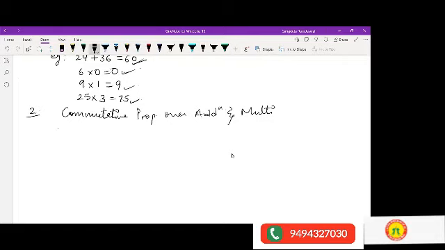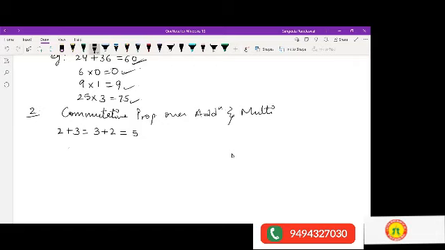Commutative property tells us that if I have two numbers written in any order, like 2 plus 3, I can change the order also. Even by changing the order, I will get the same answer. 2 plus 3 is 5, 3 plus 2 is also 5. So if I add two whole numbers in any order, the main important thing is in any order, I get the same answer. This is what the commutative property tells us.